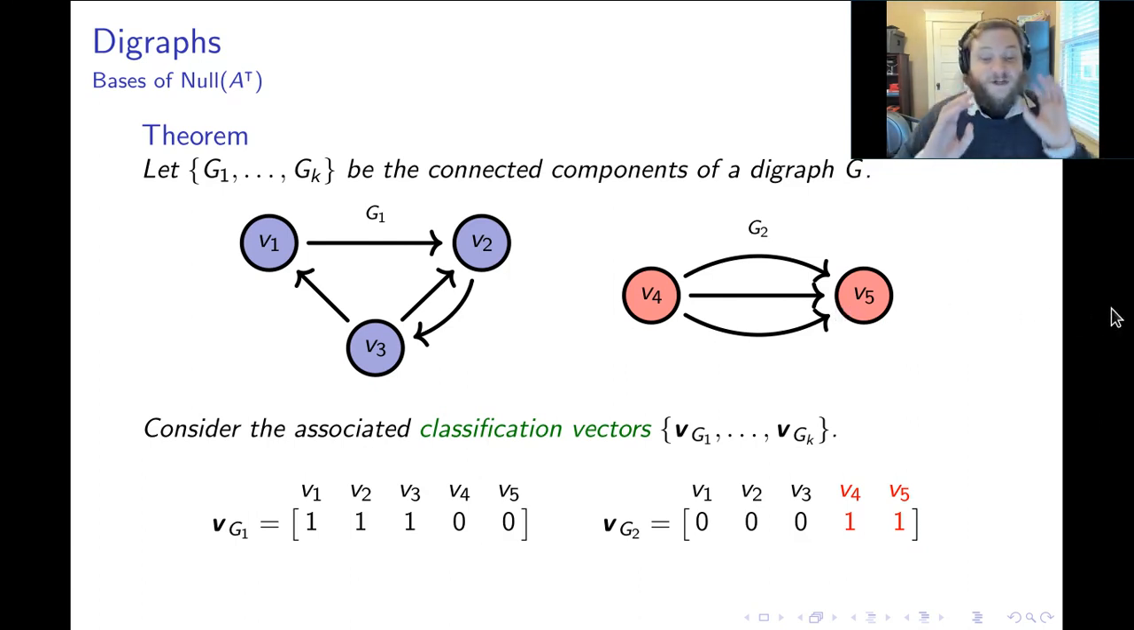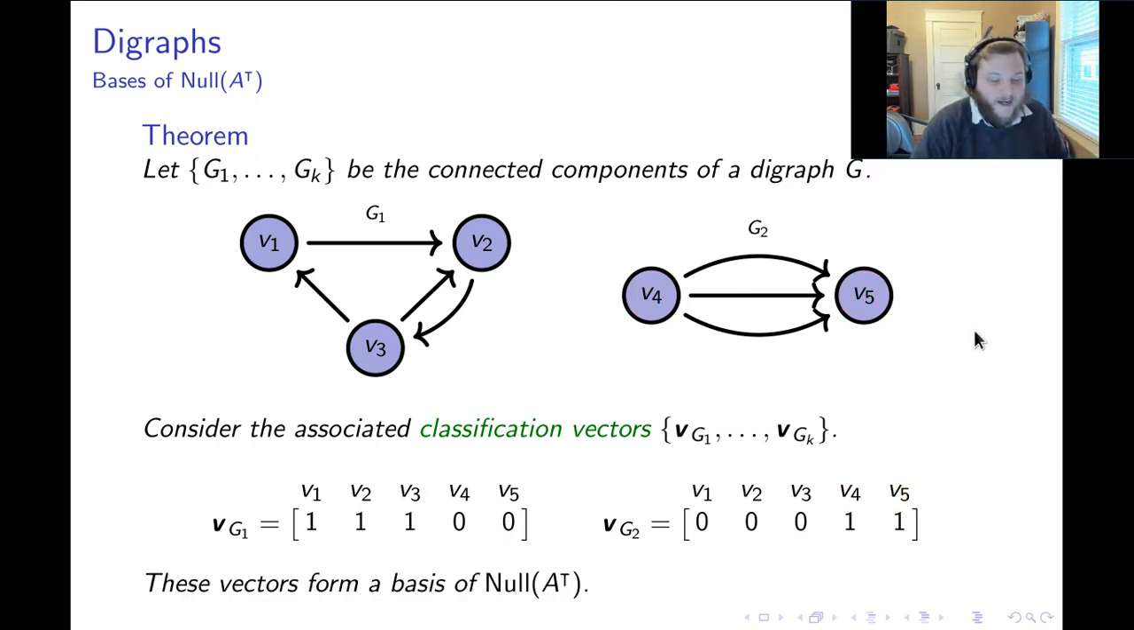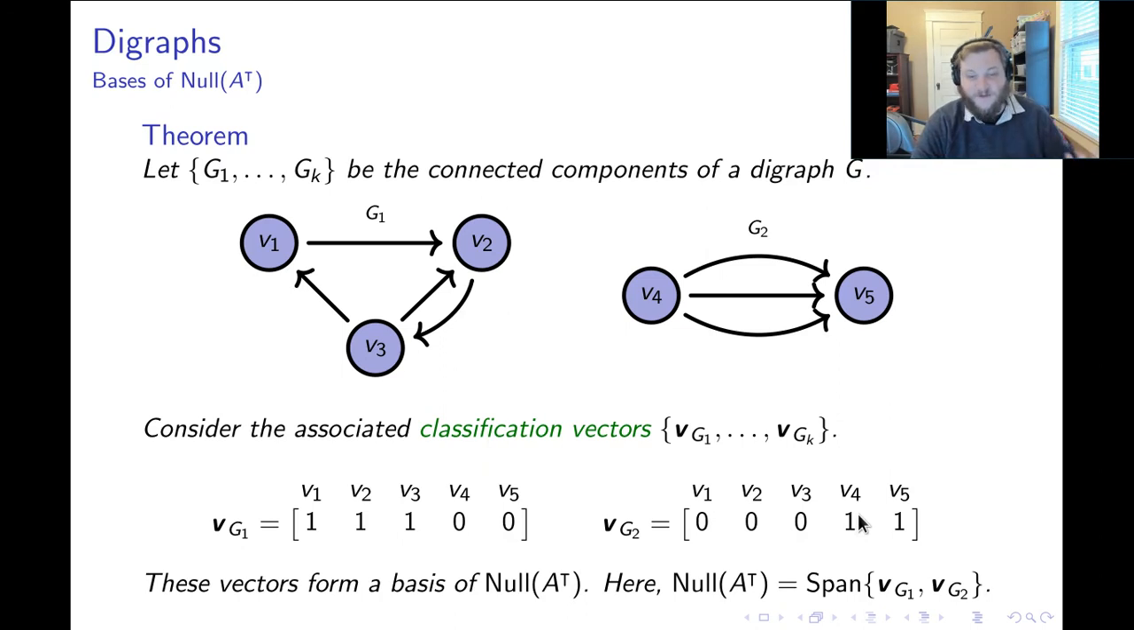So this procedure is actually simpler than the procedure for constructing a basis for the null space, because all we have to do is figure out which nodes live in which connected component. And it turns out that these classification vectors always form a basis of the null space of the transpose of our incidence matrix. In other words, the left null space. So in the example we've just constructed here, the left null space of our incidence matrix is spanned by these two vectors, and these two vectors give a basis. Again, the beauty of the theory here is that we don't even need to look at the original incidence matrix to construct a basis for the left null space.